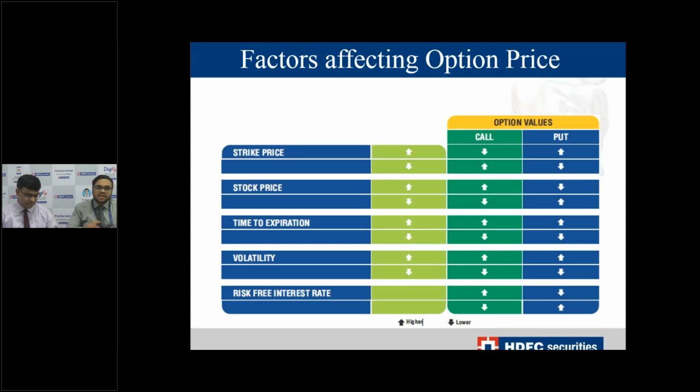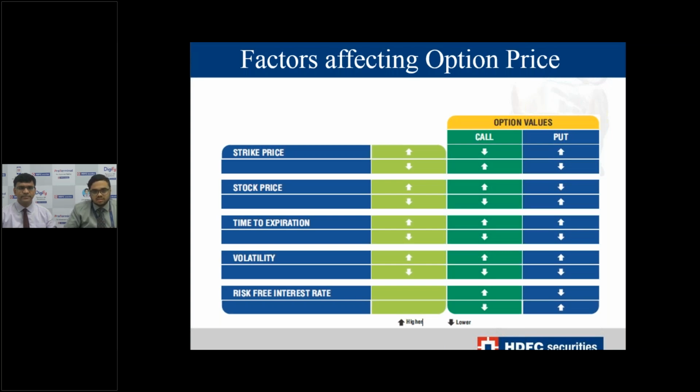And volatility, which again plays a very important role. The more volatile the stock, the higher priced the option, and the less volatile the stock, the lower priced the option. So you can compare Tata Steel and SAIL. SAIL is less volatile and Tata Steel is highly volatile. So Tata Steel's implied volatility will always be greater when compared to SAIL. That is why the option price in Tata Steel will always be higher when compared to SAIL.